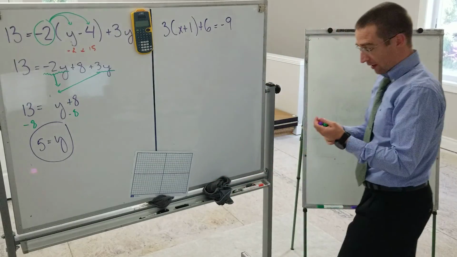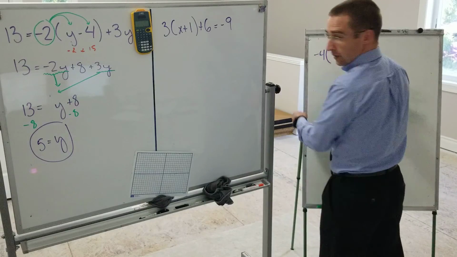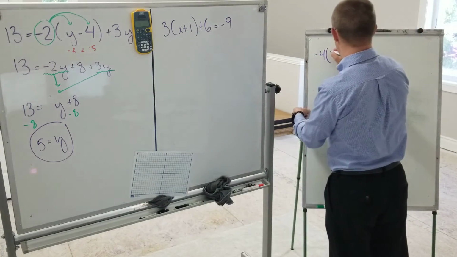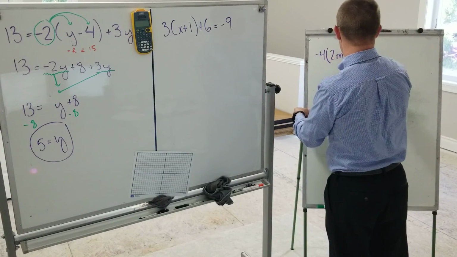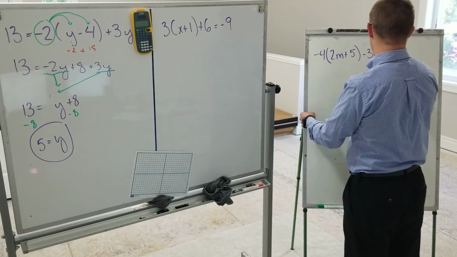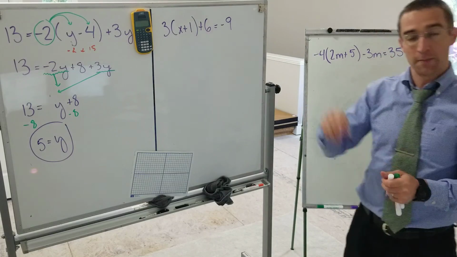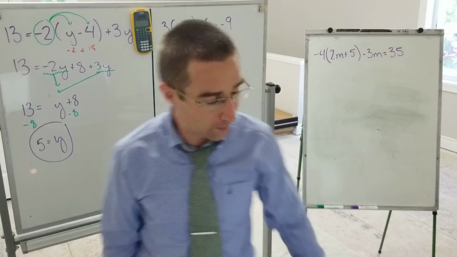So here we have -4 times 2m plus 5 minus 3m equals 35. So go ahead and try those 2 problems. Pause the video, try and work them out.